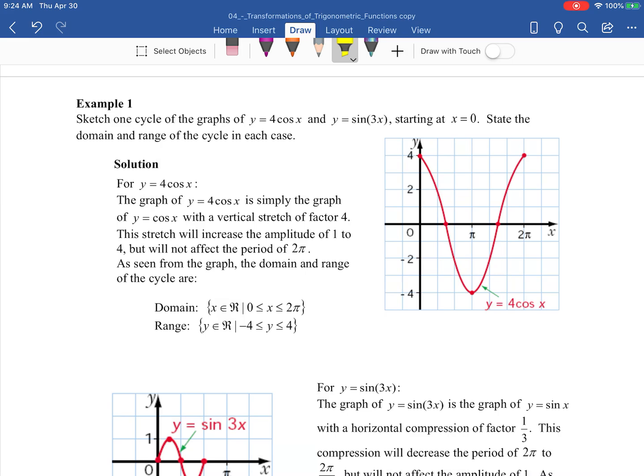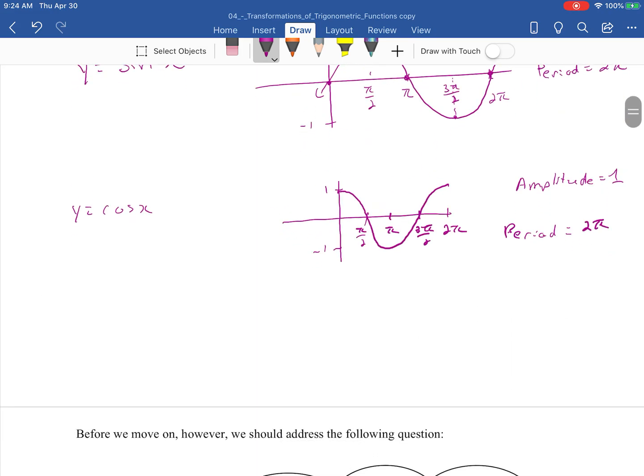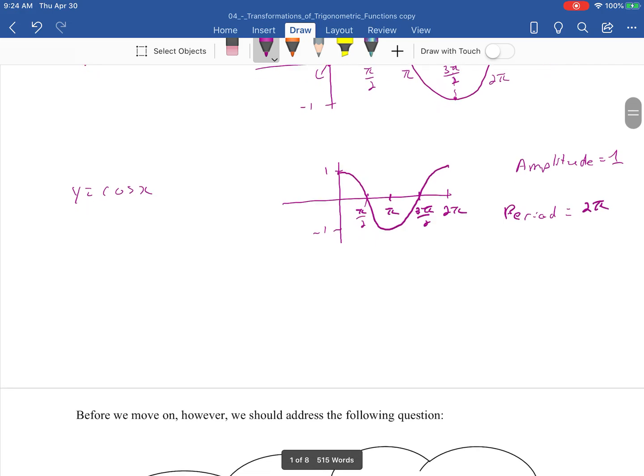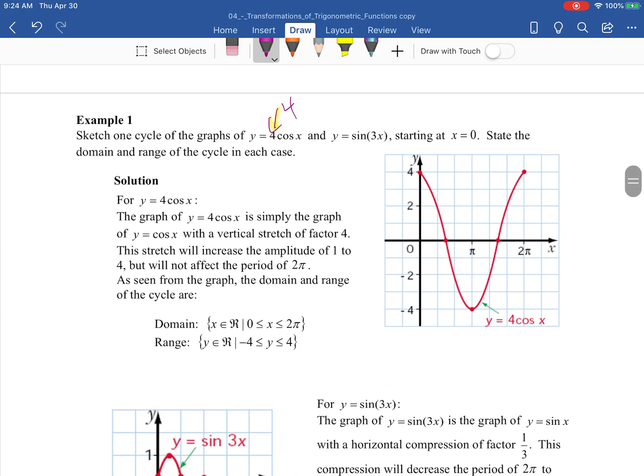So example 1 says, sketch one cycle of the graph y equals 4 cos x and y equals sine of 3x starting at 0. State the domain and range of each cycle. Well, the only thing that changes in this 4 cos x is this multiplier of 4 out here. That's the only thing that's different than the cos x that we saw up here. So all we're going to be trying to draw is this graph of cos x, but it's going to be vertically stretched by a factor of 4.